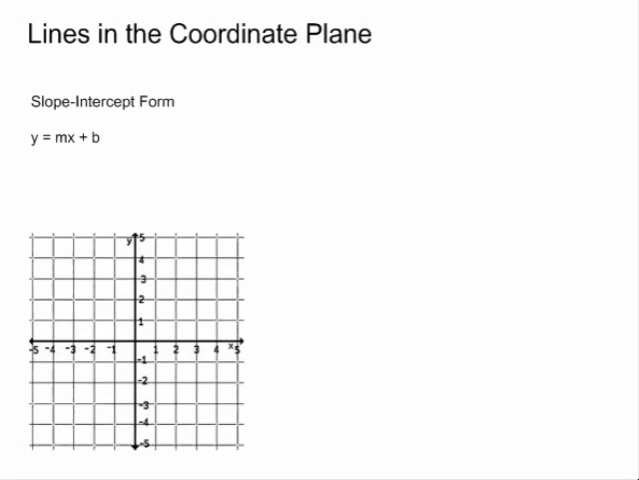Okay, class, let's get started. Today we're talking about lines in a coordinate plane. The first is slope-intercept form.